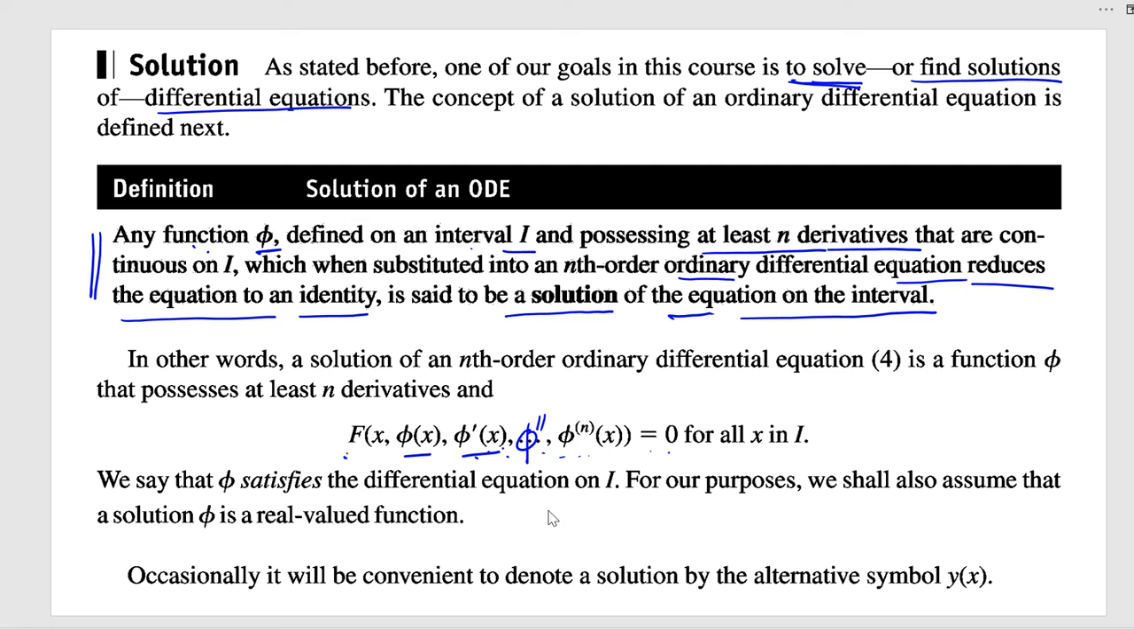For example, phi can be a solution on an interval I1, but it may not be a solution on another interval for the same differential equation. That is why the interval is important, and at the same time the function is also important. Which function you are talking about and which interval we are talking about. Normally, we will write the solution as y of x for first order. In fact, this is the more popular notation.